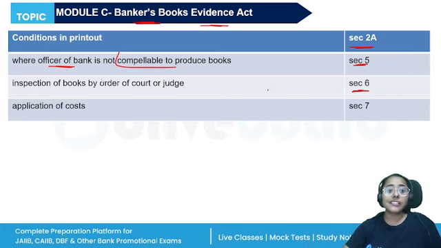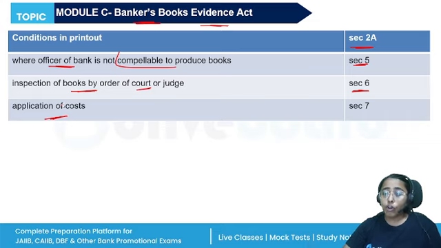Then section 6 talks about the inspection of books by order of the court or judge on application of any party to a legal proceeding. The judge may order that the party be at liberty to inspect and take copies of any entries in the banker's books. But this should be for the purpose of the proceedings. And the application of costs is given in section 7.